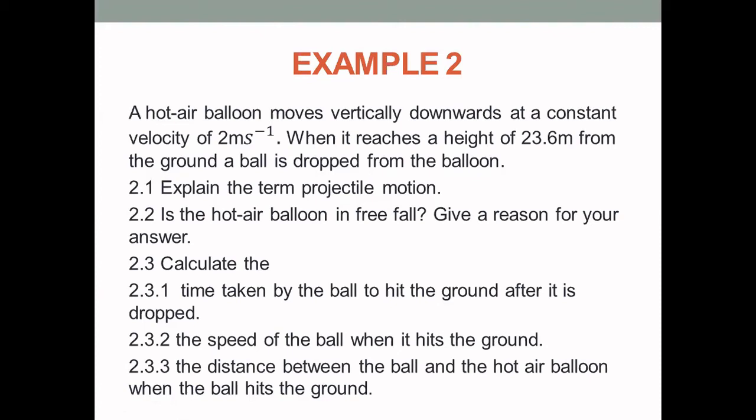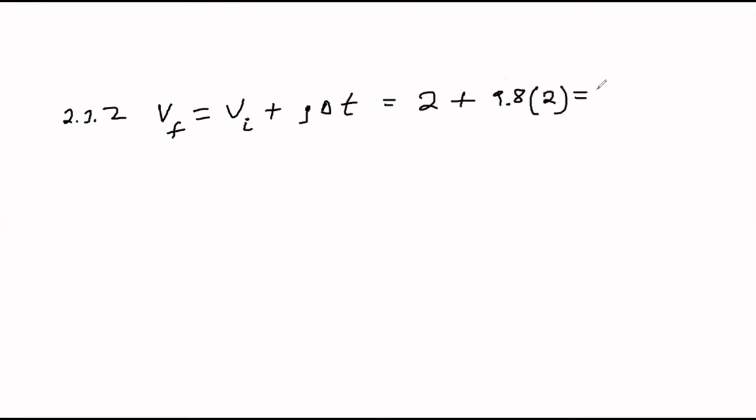Okay, let's calculate it together. Which formula must we use? We can use v final equal to v initial plus g delta t. Let's make the substitution. Initial velocity is downwards. We take down as positive, so it's 2 plus 9.8. g is downwards, we take it as positive. Time is 2, which is also downwards.